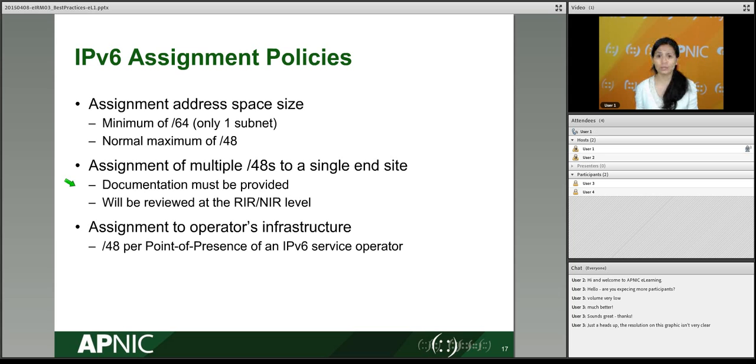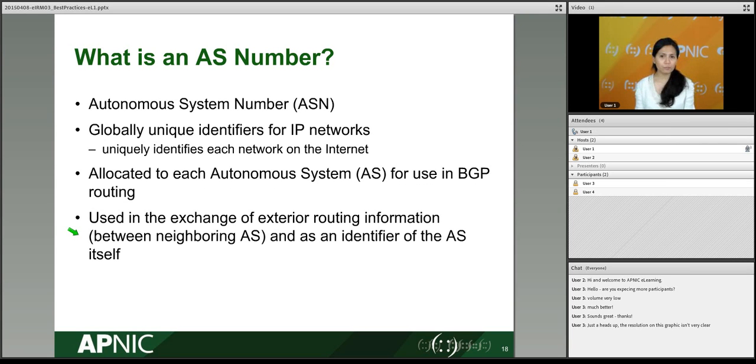Next, if you want to assign multiple /48s to a single end site, you can request that. But right now, if your customer requests that, please refer them to the RIR or to the NIR, because so far we have not received any requests like that. So normally it will be reviewed at the RIR level until we have more experience with it. Last one is, if you're an operator and you have infrastructure, you are eligible to get a /48 assignment for each of your POPs, regardless of the size of your POP. All right, so that's mostly the resource management best practices that we follow for IP addresses. That's the bulk of our discussion.